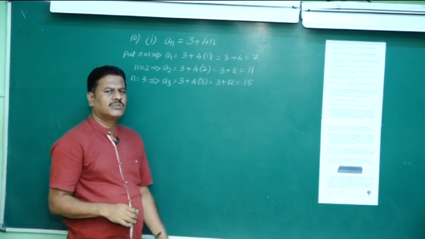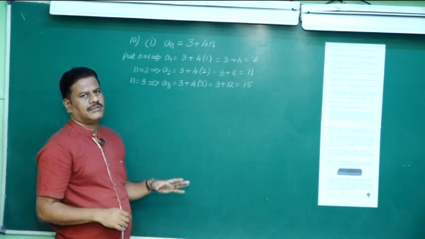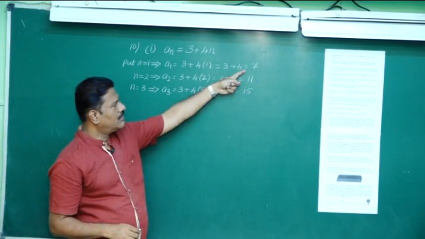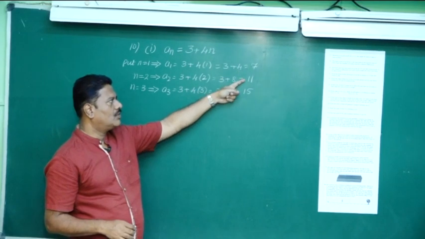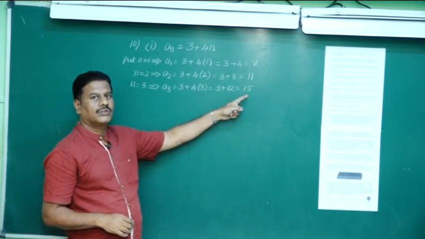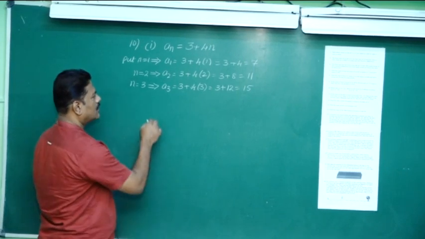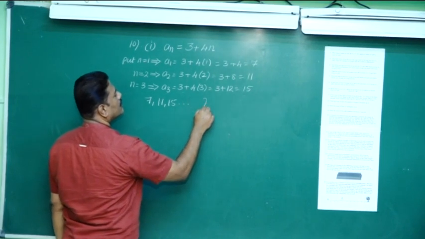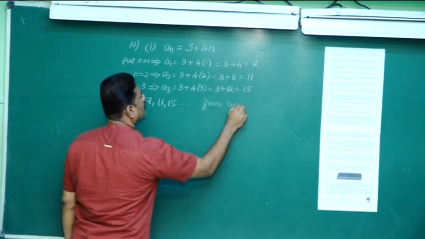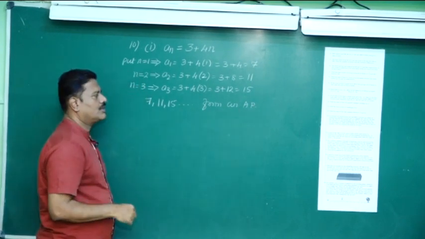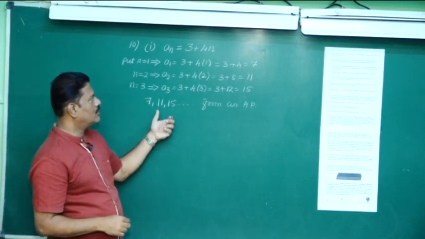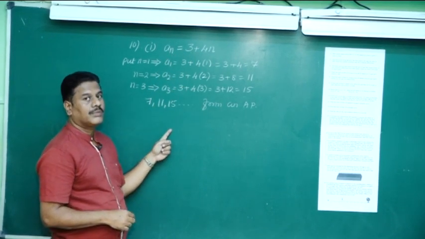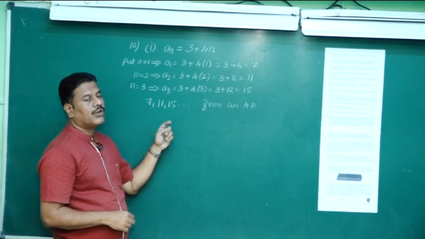I told you in the last class also, a minimum of 3 terms is required to determine a sequence. Now I will check whether this sequence is in AP or not. First term is 7, second term is 11, difference is 4, third term is 15, difference is 4. So the difference is constant. So definitely we can say 7, 11, 15, etc. form an arithmetic progression. You have been asked to check whether the nth term defined by 3 + 4n forms an AP. So we have come to the conclusion it forms an AP.